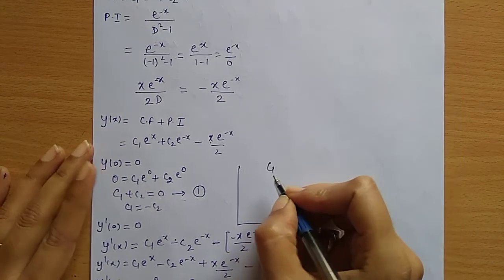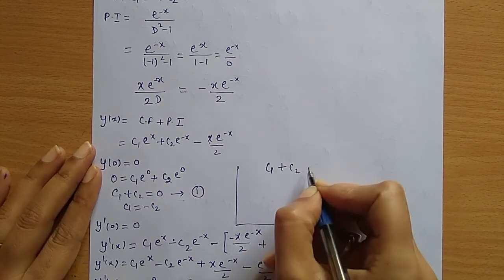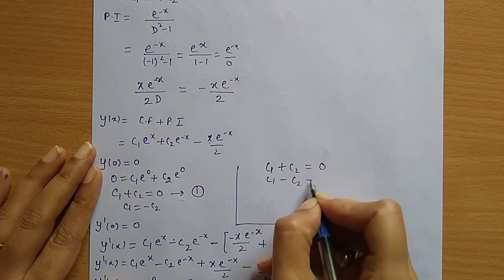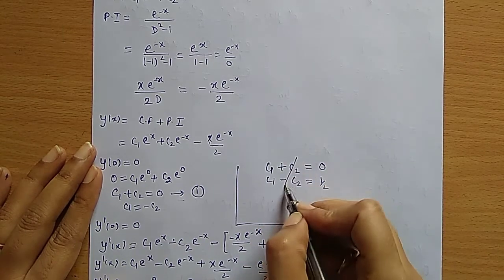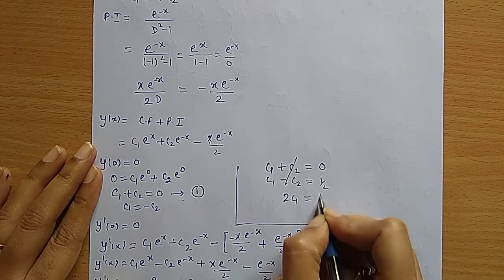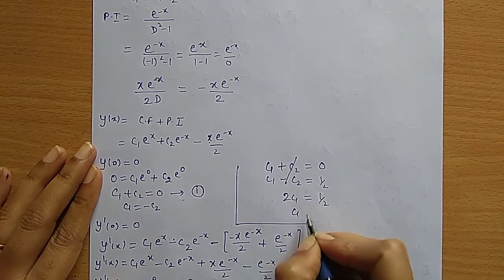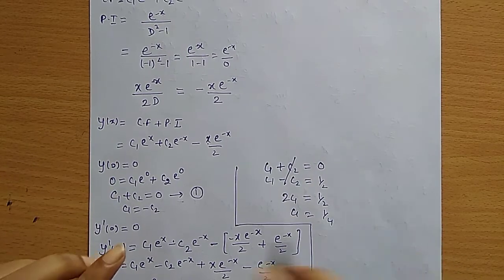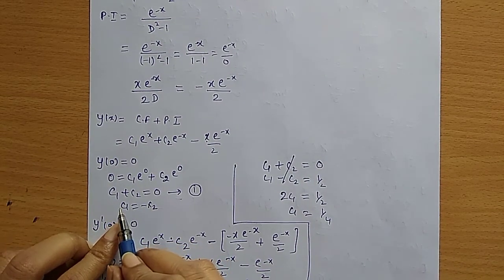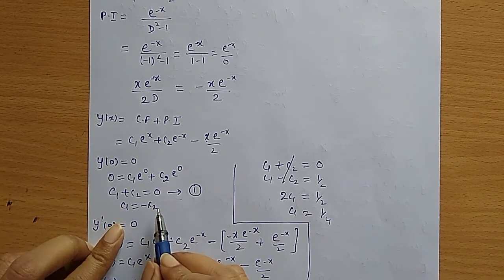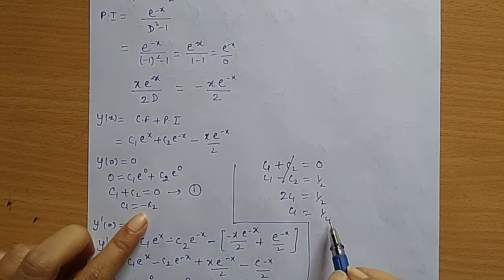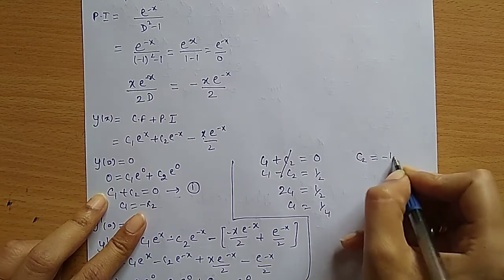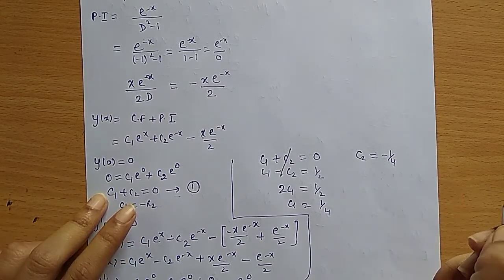So the first equation is c1 plus c2 is equal to 0, and the second equation is c1 minus c2 is equal to 0. This will cancel out, and 2c1 is equal to 1 by 2, so c1 is equal to 1 by 4. Now, the conclusion of the first equation is c1 is equal to minus c2, and c1 is 1 by 4, which means c2 is equal to minus 1 by 4.